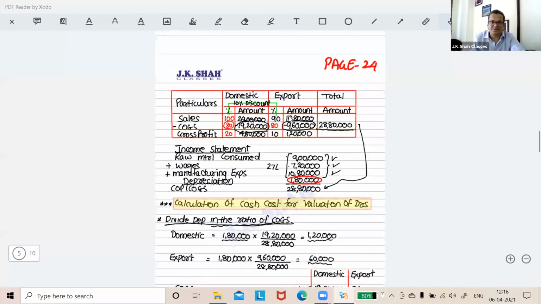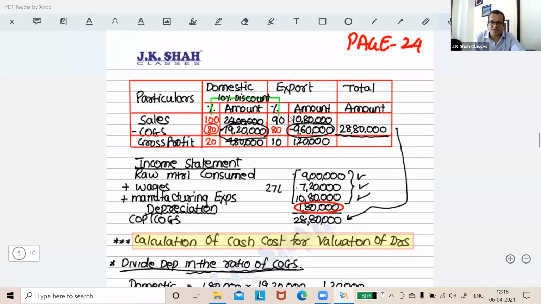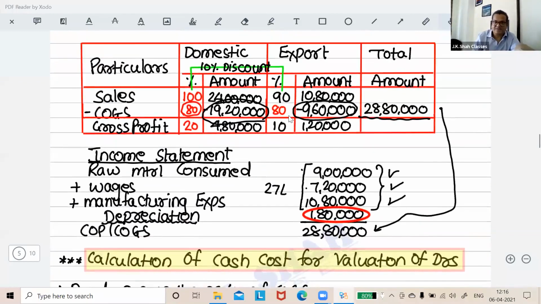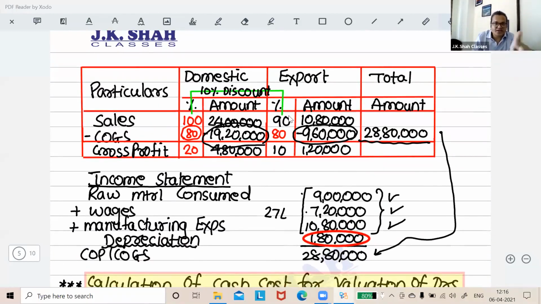Let's start with it. Sales, domestic is 24 lakh, export is 10 lakh 80,000. We know that the standard GP ratio is 20%. So sales is 100, COGS is 80, GP is 20. What happens in export? The same sales becomes 90 per unit. So we calculate all this, and we get COGS of 2880. Now see the things which I had marked in the question.